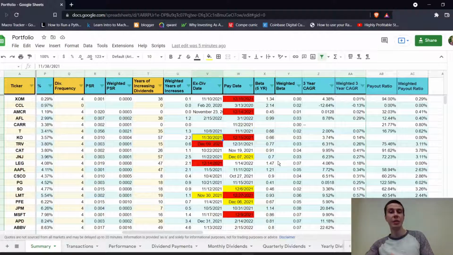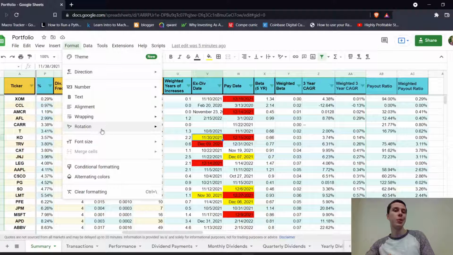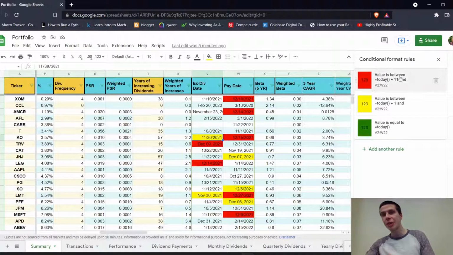And then I'm using some conditional formatting here to turn these cells different colors based on some different conditions. So you can see here, I'm turning it red if the date is between 11 days in the future and 30 days in the future. So that means it's happening sometime in the next month, either the ex-dividend date or the pay date. And then if it's between tomorrow and 10 days in the future, then I'm turning the cell yellow.